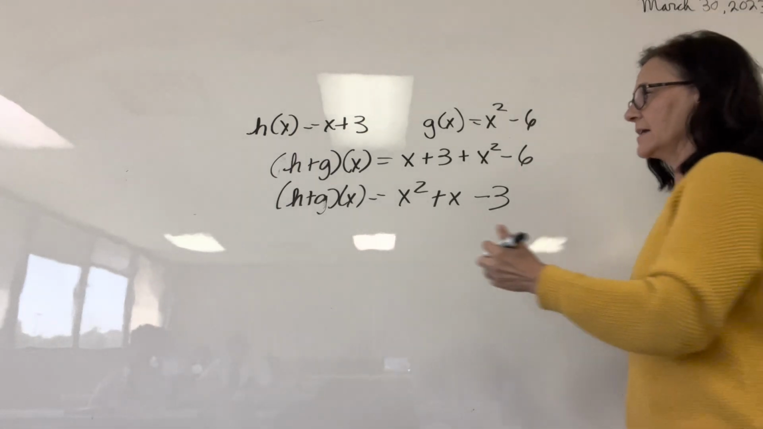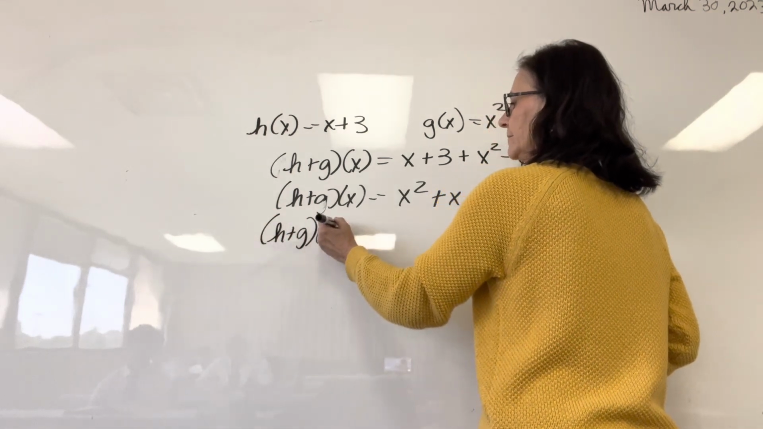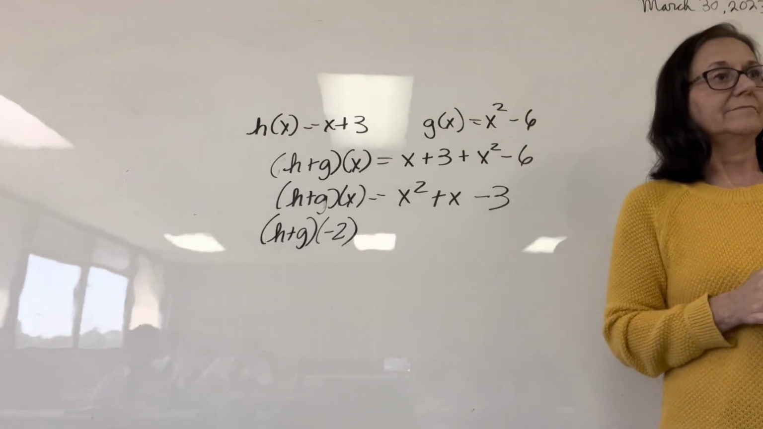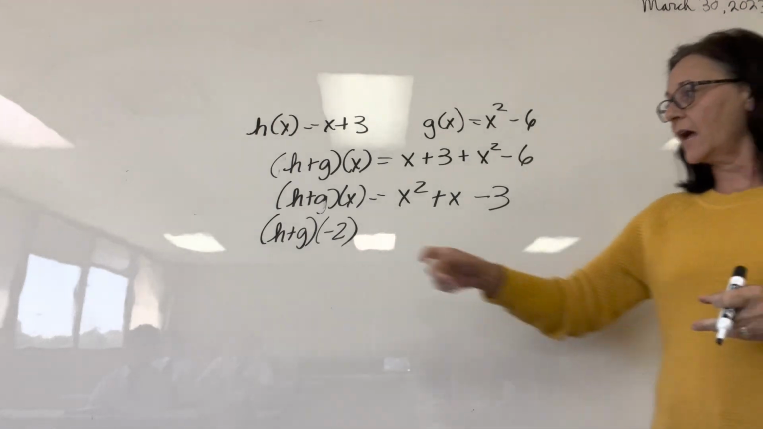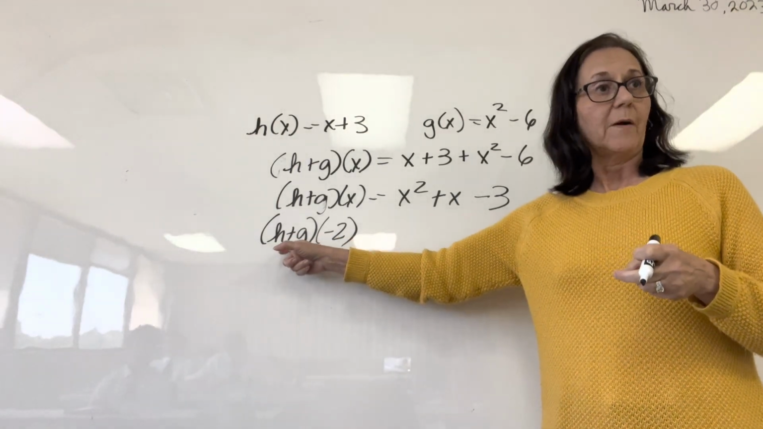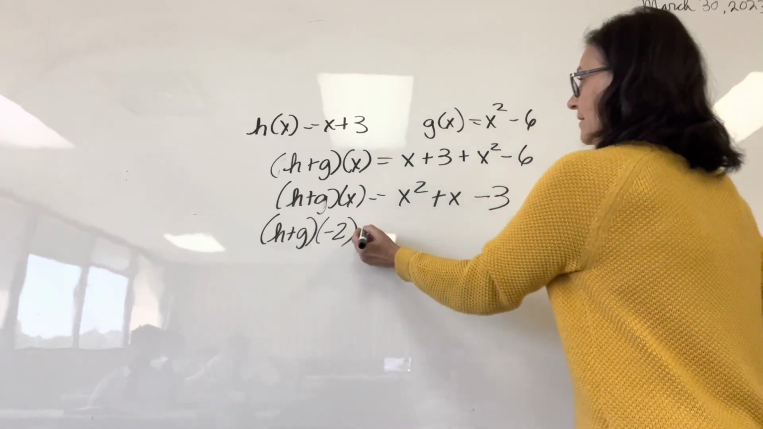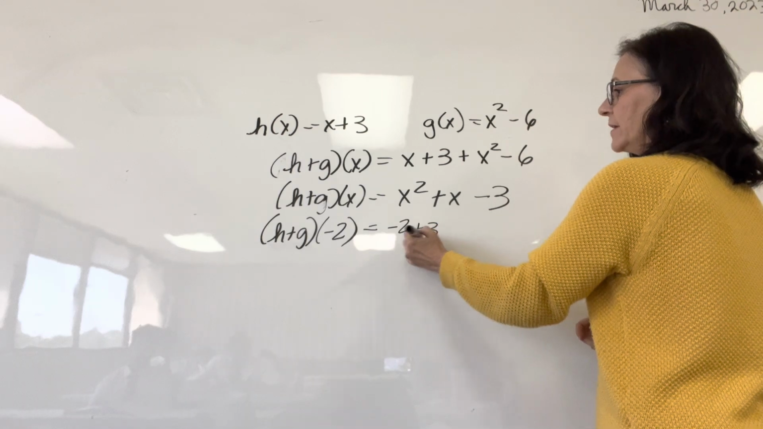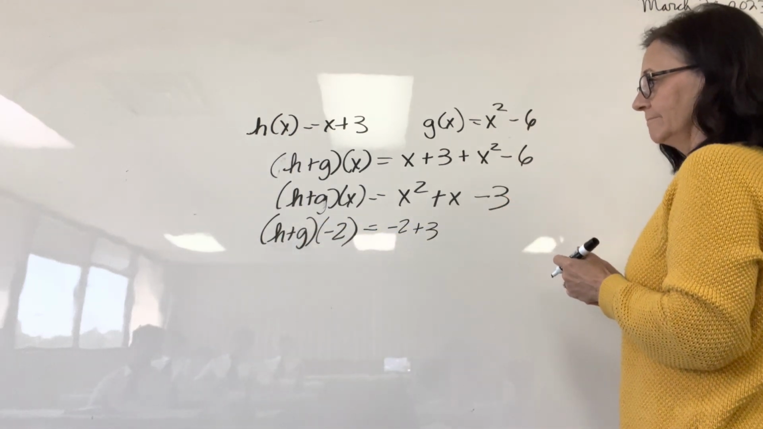Now they could have asked, what is h plus g of negative 2? That means not only are we adding the functions, but we're plugging a value in for x. So what would that look like? That would be negative 2 plus 3. That's my h function.